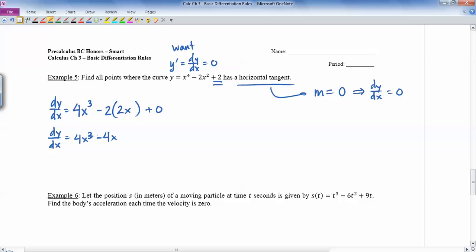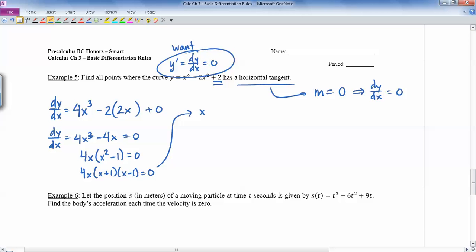Okay, and remember, we want this to be 0 to get the horizontal tangent. So if I set this equal to 0, then I can factor out a 4x, and I get x squared minus 1 equals 0. And then I can factor this a little bit more, x plus 1, x minus 1 equals 0. And then I can say, okay, so x equals 0, x equals 1, or x equals negative 1. Really, this one's a negative 1 in the middle. And x equals 1. So these are my places when I get a slope of 0.